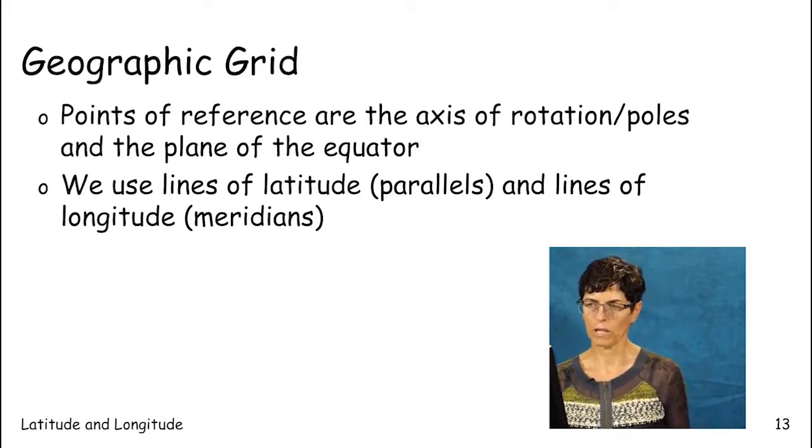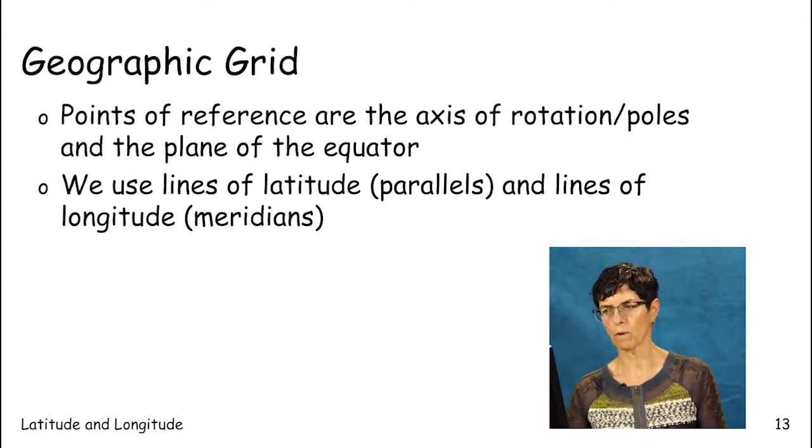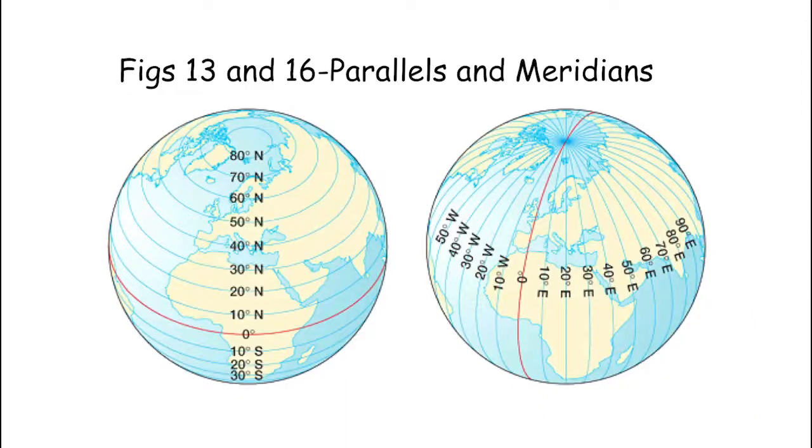So for the geographic grid, the grid of the Earth, the points of reference are the axis of rotation of the Earth and the plane of the equator. So we use lines of latitude that we call parallels, and we use lines of longitude that we call meridians. So you have the geographic grid in figures 13 and 16 in chapter 1. Figure 13 shows the parallels of latitude, and then figure 16 shows the meridians of longitude.